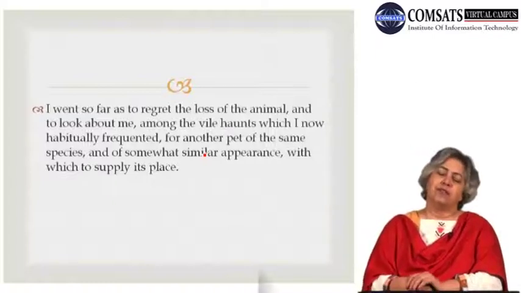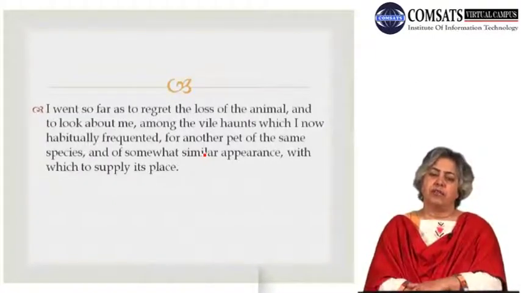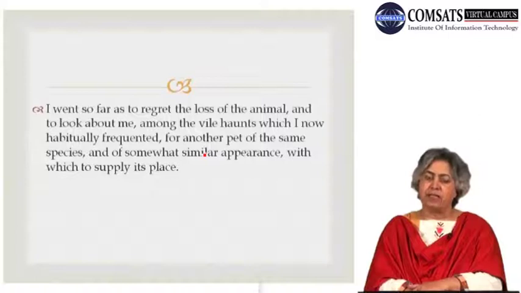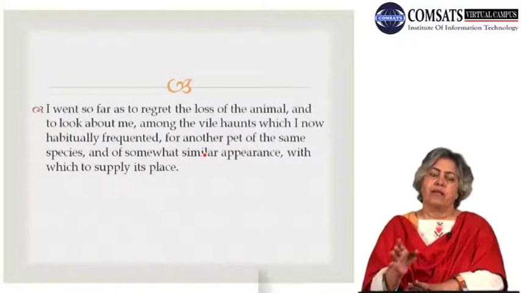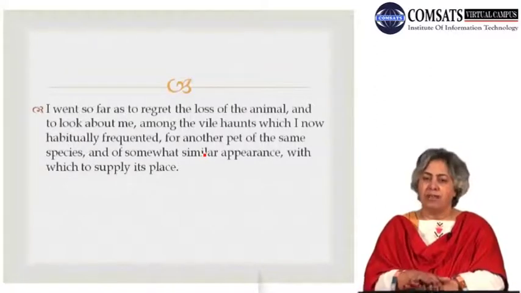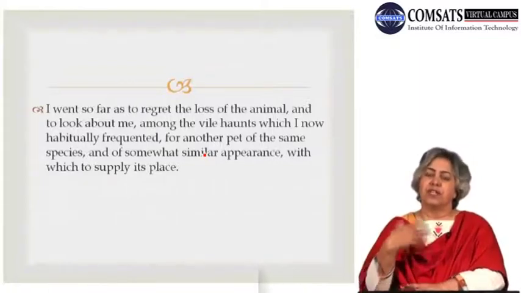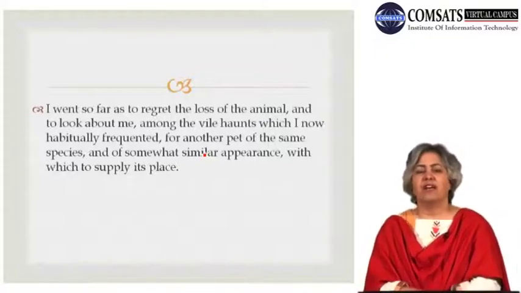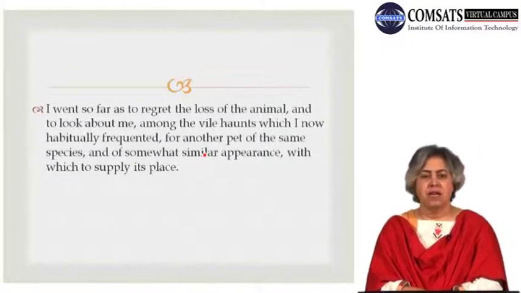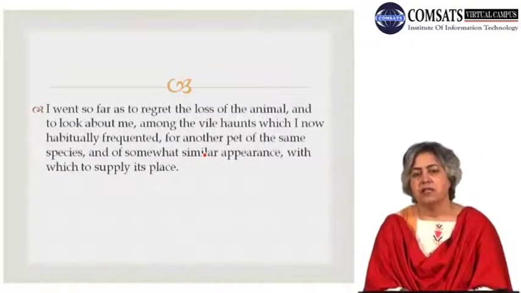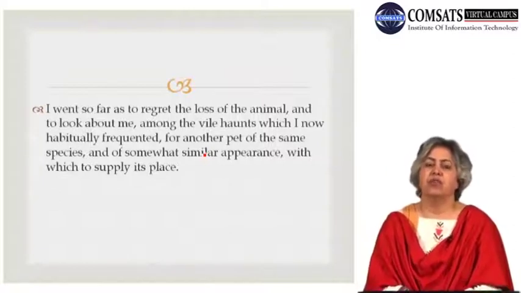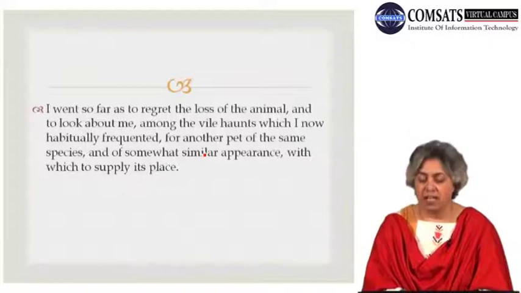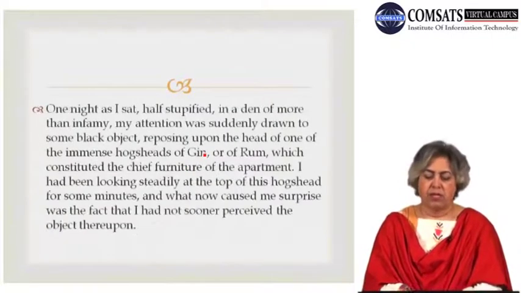So he goes about trying to hunt for a cat which would look like Pluto and which would love him and which in return he could love. So wherever he goes in these vile haunts, in these bars and these drinking halls, he looks around for a cat that would look somewhat like Pluto. And what happens?